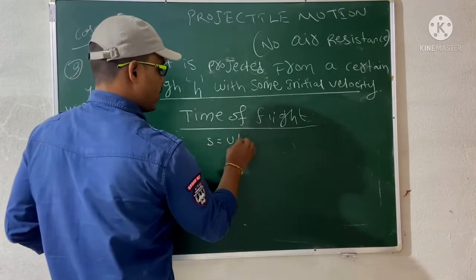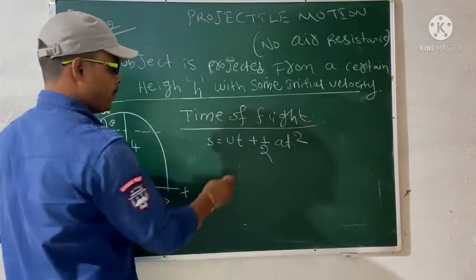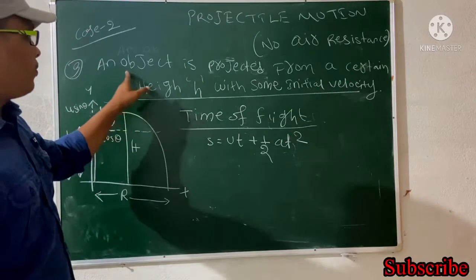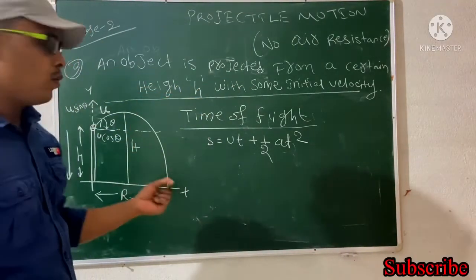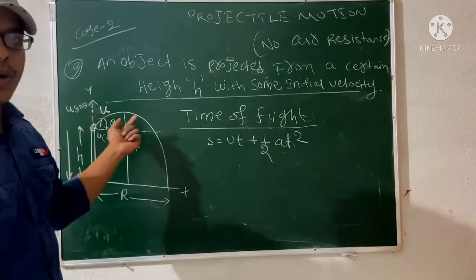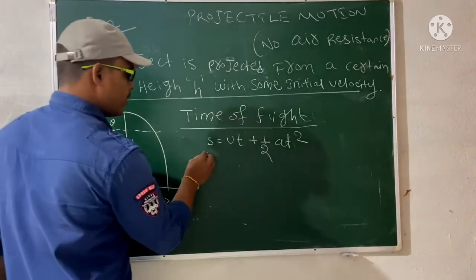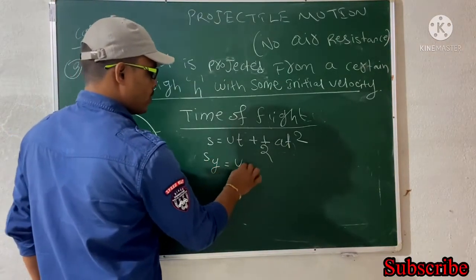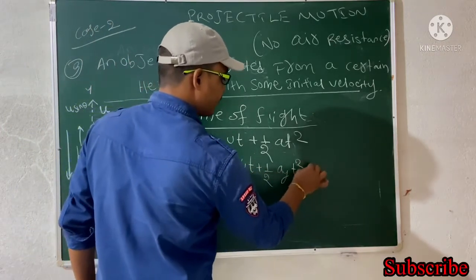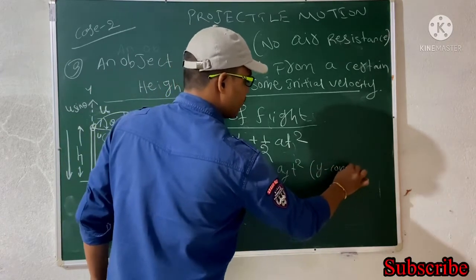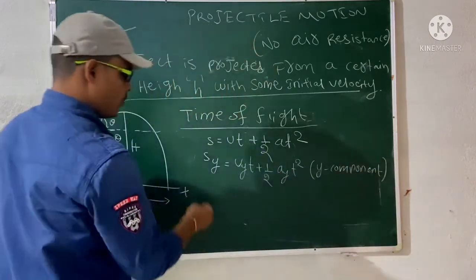The equation of motion is s equals ut plus half at square. We want to calculate the total time of flight for the case that the object is projected from a certain height h with some initial velocity u. The ball is fired upward, then after reaching some height it will move downward. If we consider the y component sy, if we write the y component, then what will be your sy?